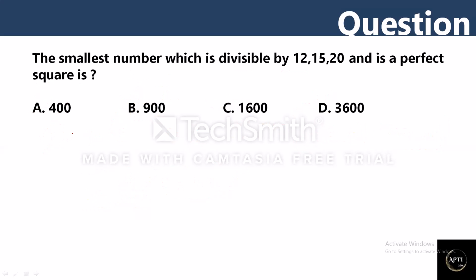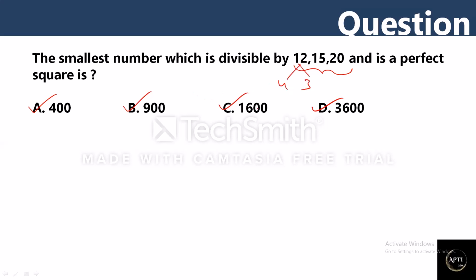The smallest number which is divisible by 12, 15, 20 and is a perfect square. Very simple, a direct question without any confusion. If you observe options A, B, C, all are perfect squares. So which smallest perfect square is divisible by 12, 15 and 20? If any number is exactly divisible by 12, 15 and 20 without leaving any remainder, for sure the divisibility rules should get satisfied, correct?